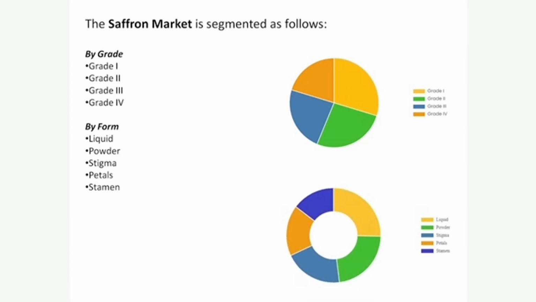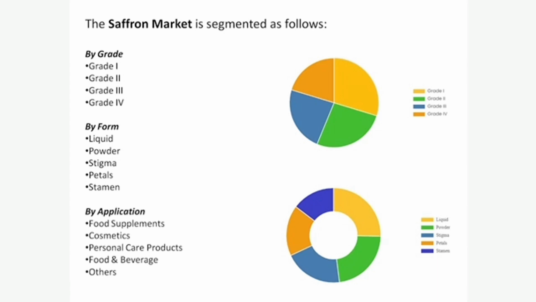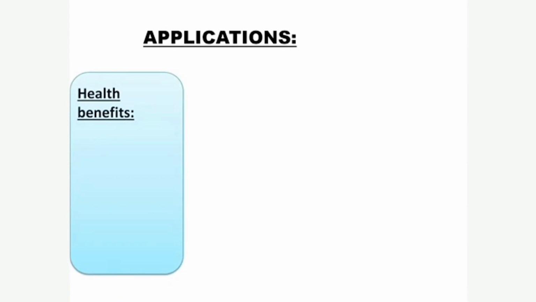And we see the major part is the liquid form. Further it will be the powder form that we use, and sometimes we use the stigma also, and the very least used is the stamen. And by application, the saffron market generally comprises food supplements, cosmetic products, personal care products, the food and beverage industry, and others. We see later on the applications where we use saffron.